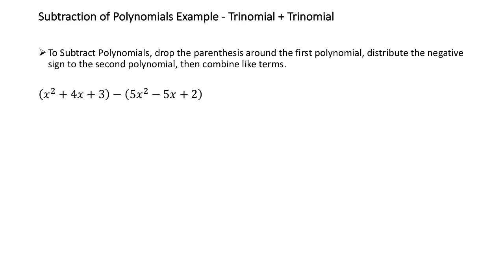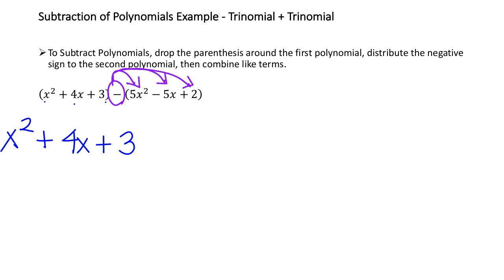And here we go. Our first polynomial, the x squared plus 4x plus 3, we are going to drop down, and we're not going to change anything about it. Let me write that here. So it's going to be x squared plus 4x plus 3. We're just going to rewrite that without the parentheses. Now our second step is taking this negative sign or subtraction and distributing or multiplying it by every term inside the parentheses behind it.